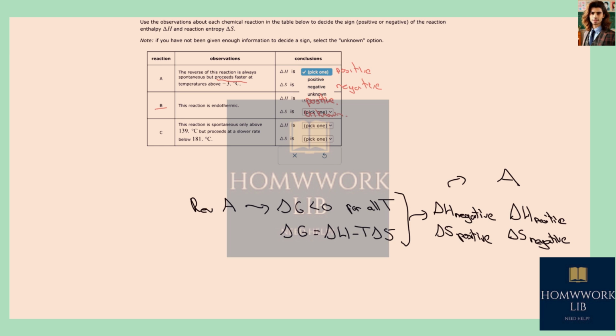And for the last one, the reaction is spontaneous only above 139 degrees Celsius, but proceeds at a slower rate below 181 degrees Celsius. That means that if I increase temperature, then the reaction is going to become spontaneous. Thus, delta H is going to be positive, and delta S needs to be positive as well. So, in this case, the last one, positive and positive.